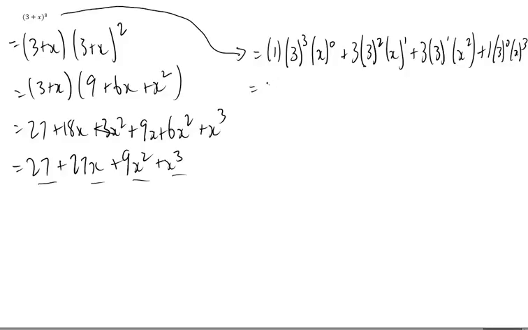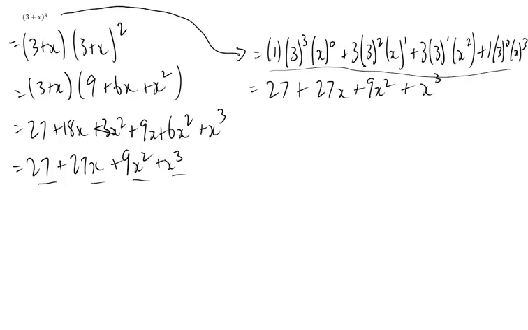So 3 cubed is 27. 3 squared is 9 times 3 is 27x. 3 times 3 is 9x squared, and you notice that we get the same expansion as we got the other time, but a little bit quicker. And this is a lot of writing and a lot of work, but with a little bit of practice, you will find that you can actually use this to get to the end point pretty quickly.